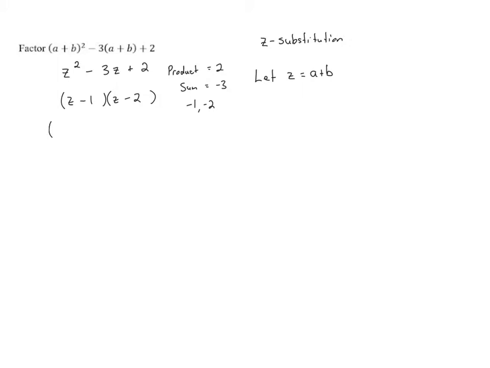So this first one, instead of z minus 1, it's going to be a plus b minus 1. And when we substitute a plus b in the second one for z, we have a plus b minus 2. And so our factored answer is a plus b minus 1 times a plus b minus 2.